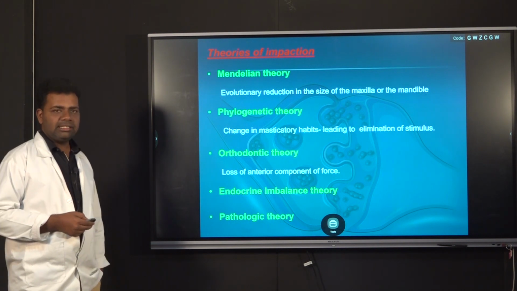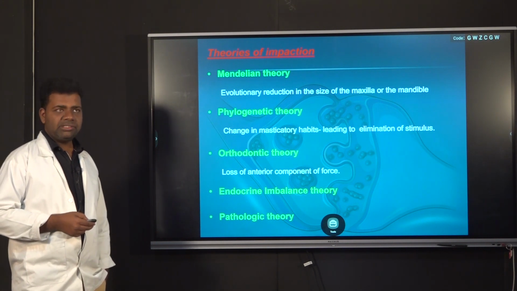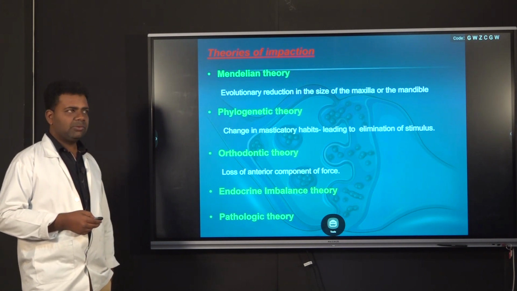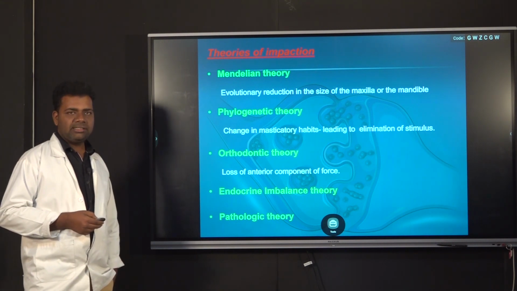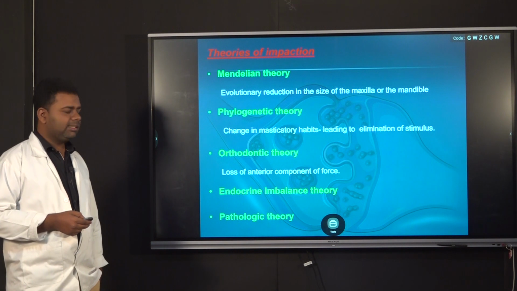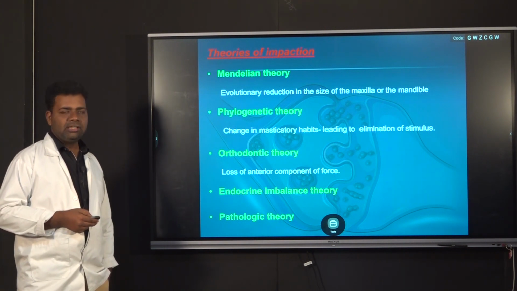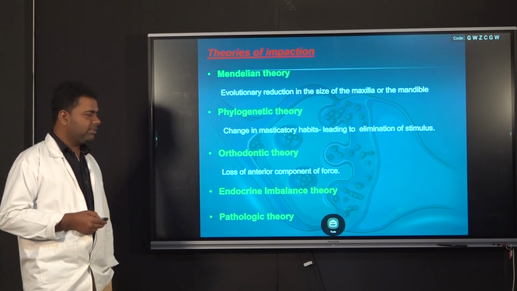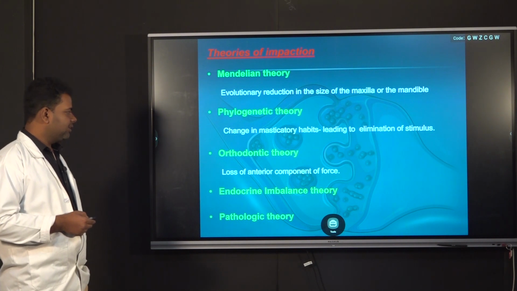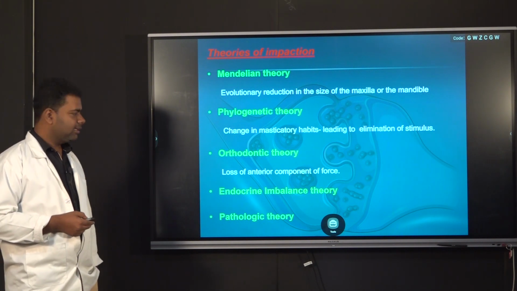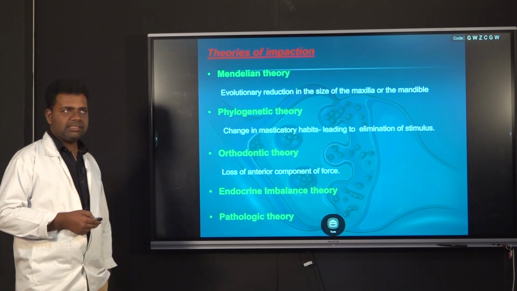Like we can correlate with the usage of organs, which increases with use, but here, with masticatory habits, nowadays we are eating soft food, so this is related to the elimination of stimulus, which decreases the size of the jaw, therefore the teeth result in impaction. And orthodontic theory states that the loss of the anterior component of force leads to impaction of the teeth. And endocrine imbalance theory: due to a hormonal imbalance, impaction can occur.